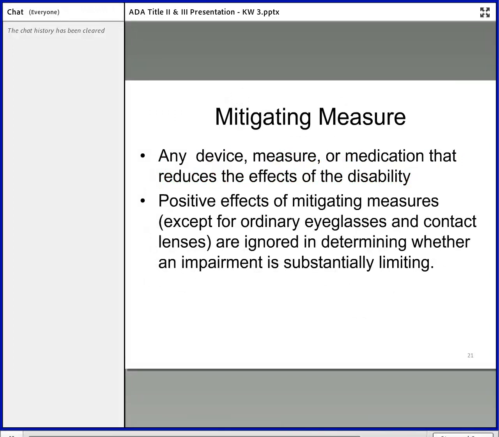And as I said before, a mitigating measure is not considered when determining their disability, but for purposes of understanding, a mitigating measure is any device, measure, or medication that reduces the effects of the disability. The positive effects of mitigating measures, except for ordinary eyeglasses and contact lenses, are ignored when determining whether an individual is substantially limited.